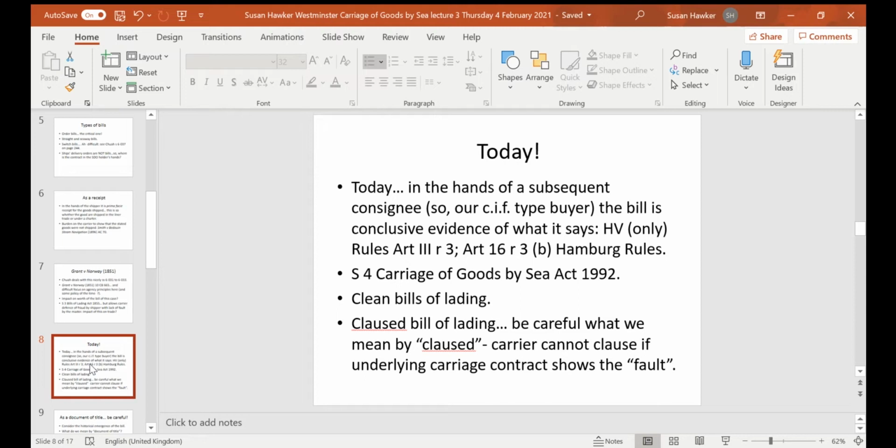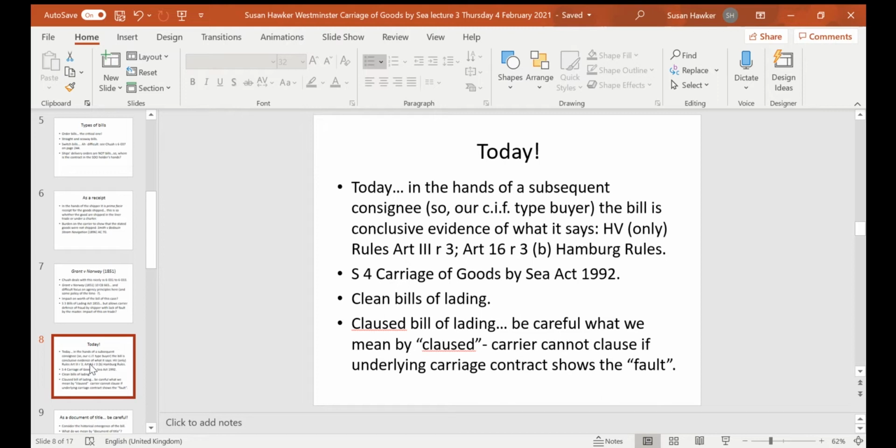Section 4 of the Carriage of Goods by Sea Act 1992. This is the act, of course, which makes the lawful holder of the bill of lading a party to a contract with the carrier. Section 4 says that that lawful holder holds that bill as conclusive evidence against the carrier. So, to my mind, we know exactly where we should be.